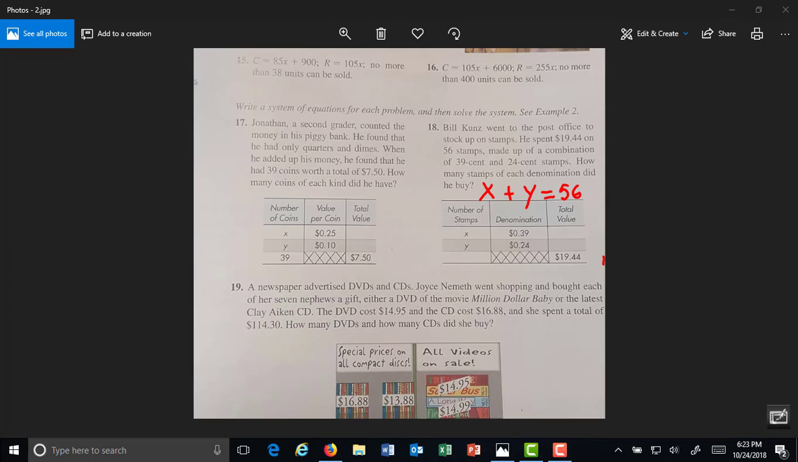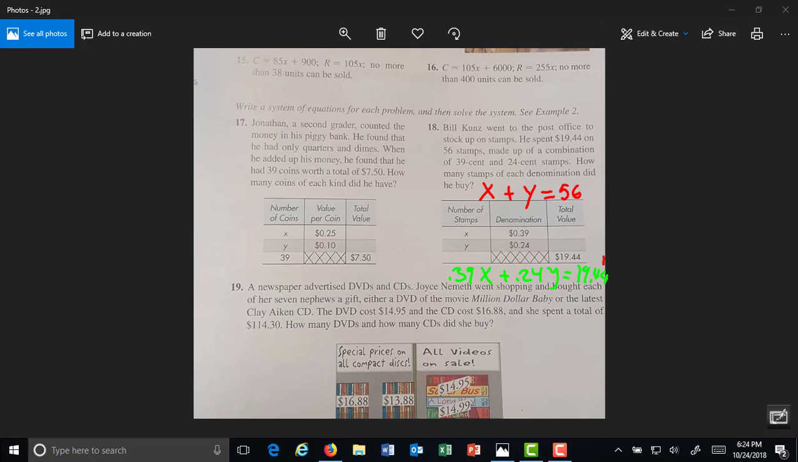Okay, so this other one, now we're talking about money. We're going to have 39 cents, we'll call that the X, plus 24 cents, Y, equal to 1944, of which I could multiply this by 100. You get Y by itself, you find those two points, you graph it, and you find where they intersect. Okay?